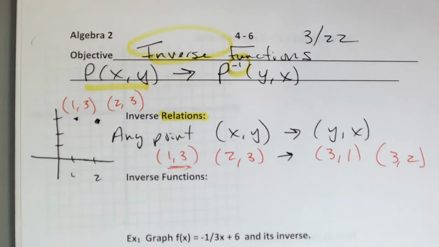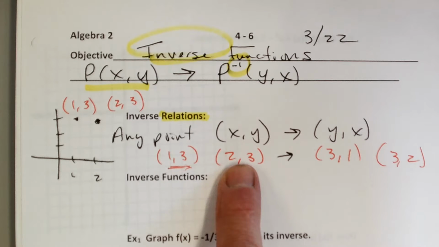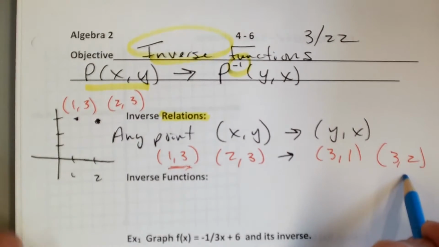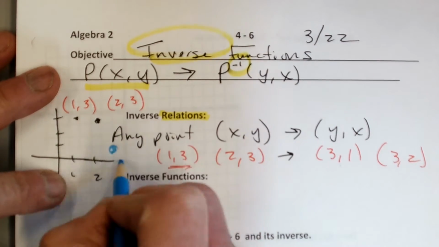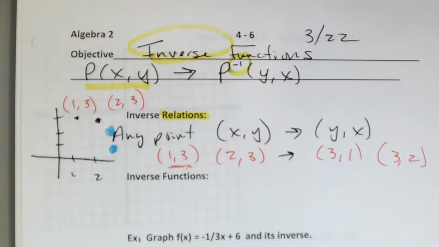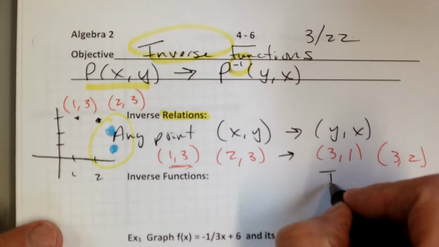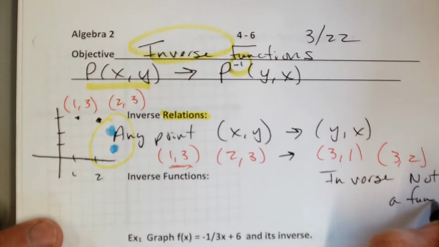Okay, no big deal. What? I don't get it. What are you talking about? So I just switched them. That's all I did. Switch 1, 3 to 3, 1, and 2, 3 to 3, 2. This is easy, right? Do we agree? But the only problem is if you graph these. I'm going to graph 3, 1, which would be here, and 3, 2 is here. The problem we run into, and we've talked about it before, is that this is not a function. The inverse is not a function.